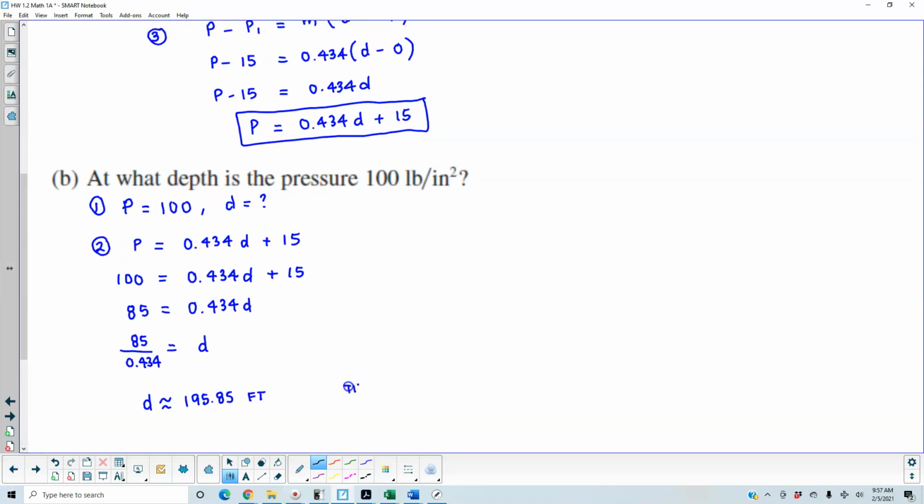So therefore, we can say, thus, the pressure will be 100 pounds per inches squared when the depth is approximately 196 feet.